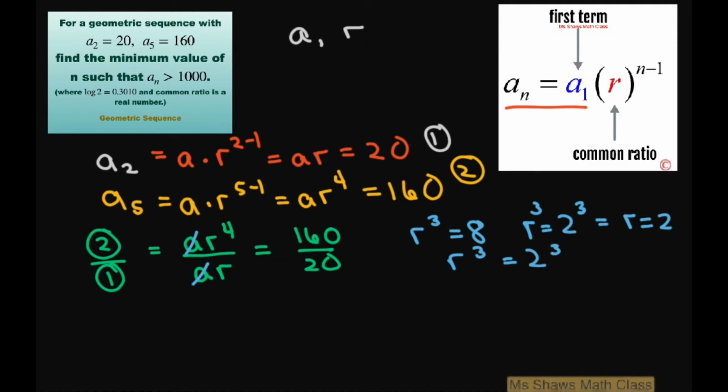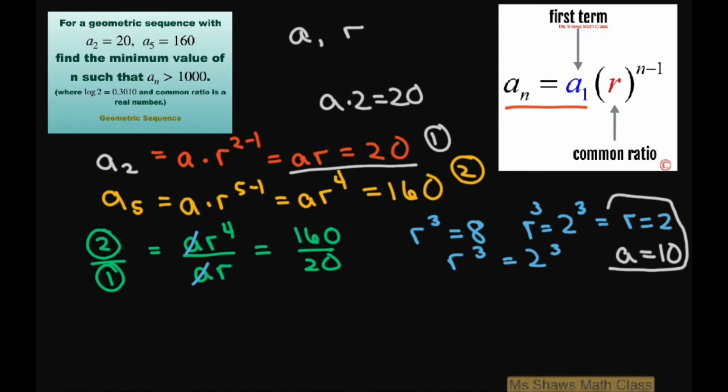Now, if my R is 2, then if I substitute it back into one of these equations, say this one, I get A times 2 equals 20. That means my A equals 10. So your first term is 10 and your R is 2.